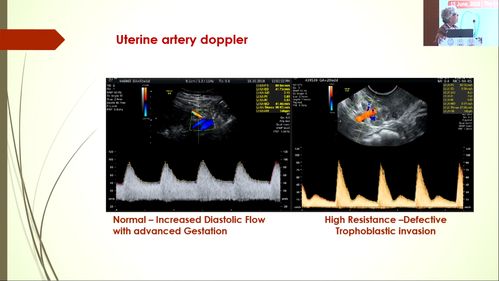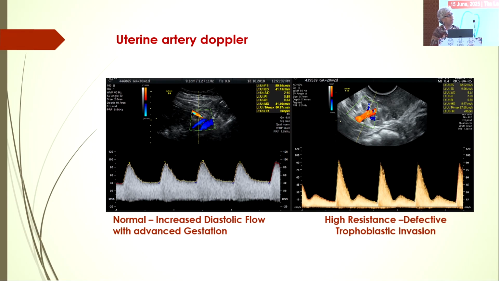So this is a uterine artery Doppler. What the normal pattern is, we all know: in pregnancy it turns from a high resistance to a low resistance vessel. You can see here there is increased diastolic flow with advancing gestation because of the trophoblastic invasion of the spiral arteries. But if there is defective trophoblastic invasion, what will happen?